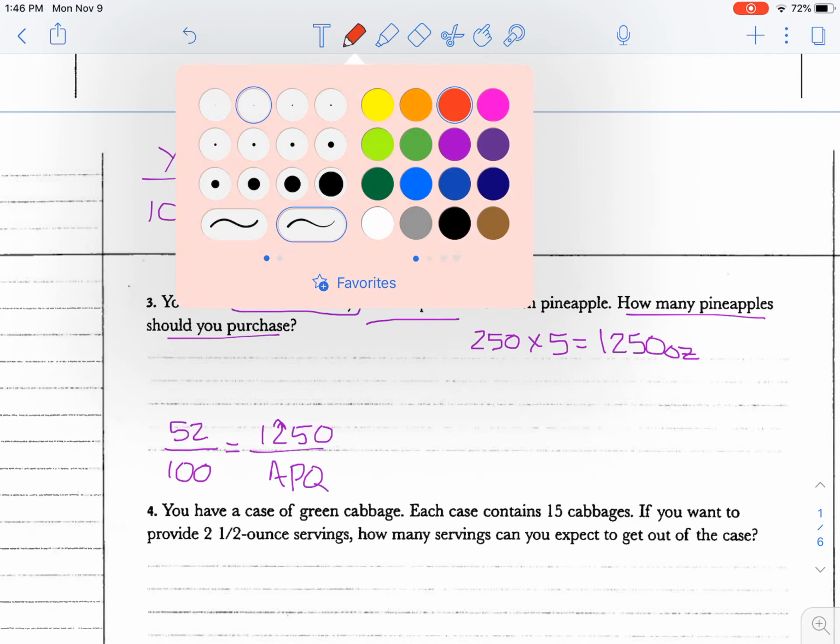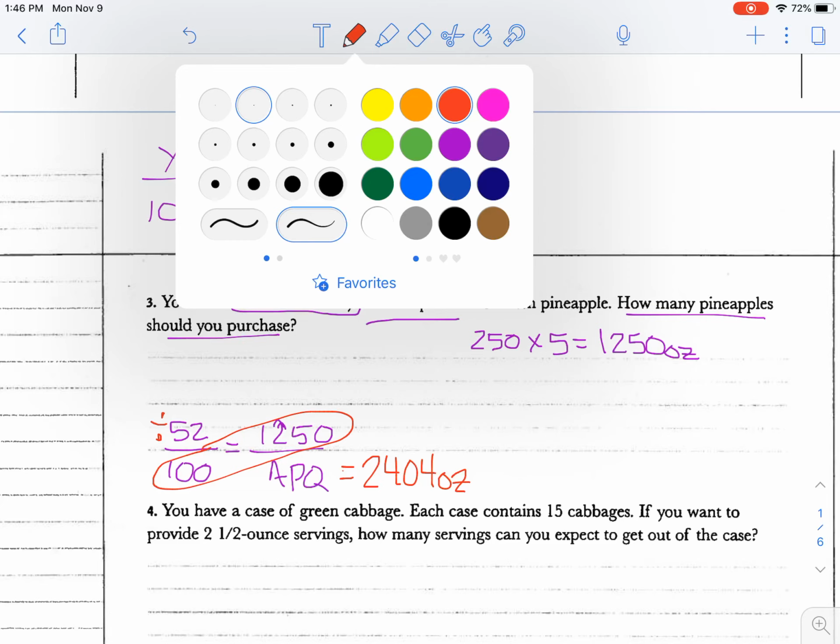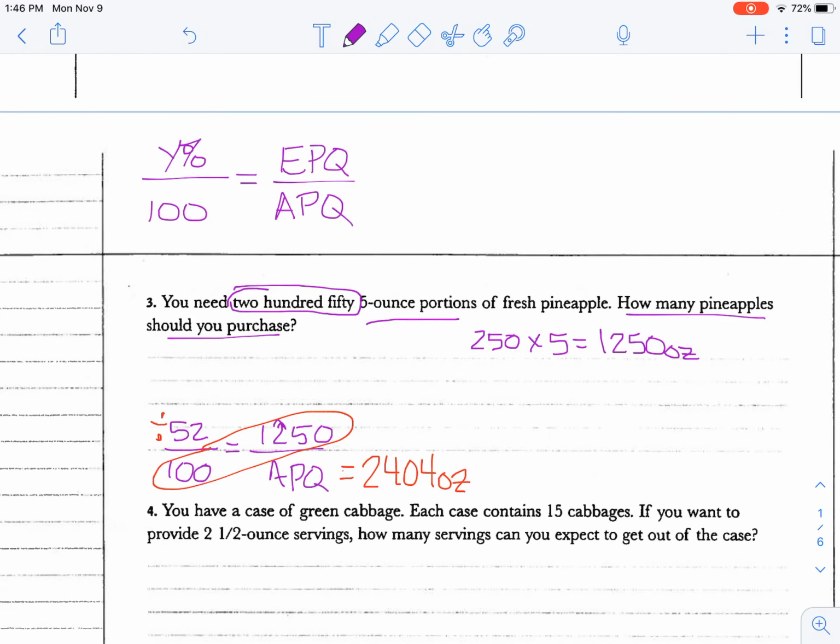So in order to solve something like this, we would cross multiply and divide it. Divided by 52. And when you deal with product, you always round product up. So our APQ is going to be equal to 2,404 ounces. And it's ounces because our other measurement was also in ounces. Does that answer our question though? Our question says, how many pineapples should you purchase? I hope that you would not purchase 2,404 pineapples. That's a lot of pineapples.